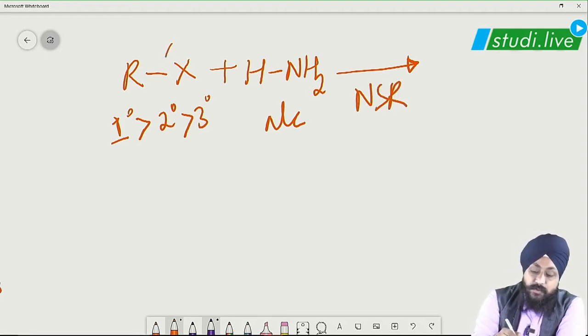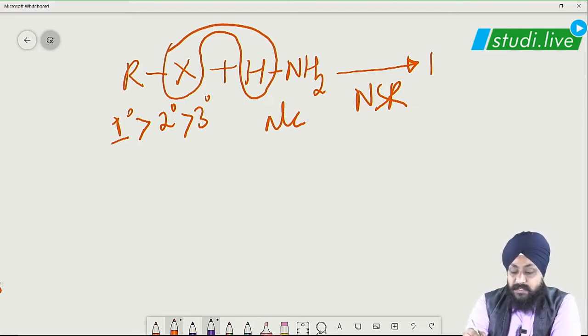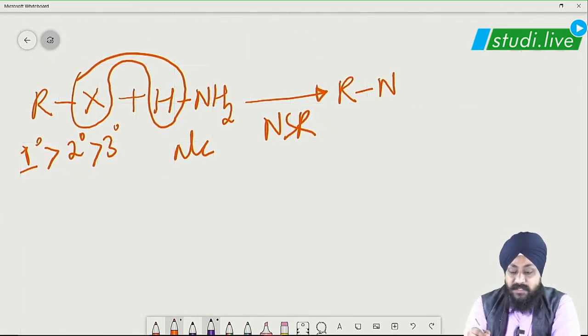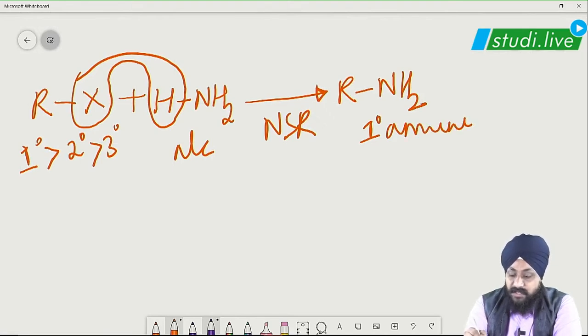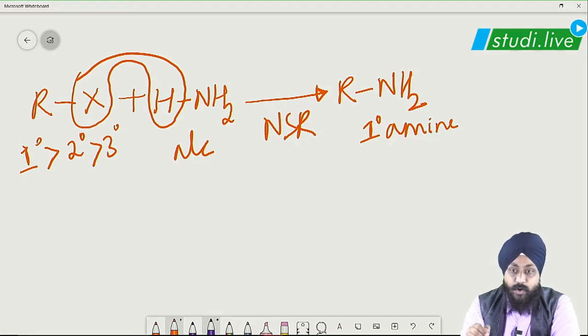What is going to happen? The halide will be replaced by the amino group. So you are going to get this, which is your primary amine, along with hydrogen halide.